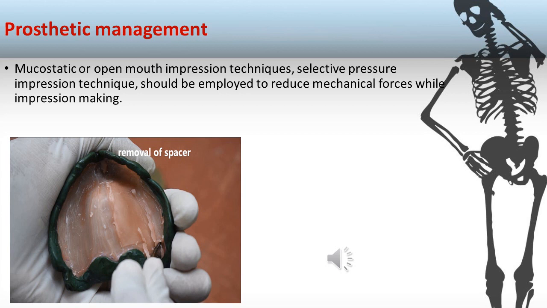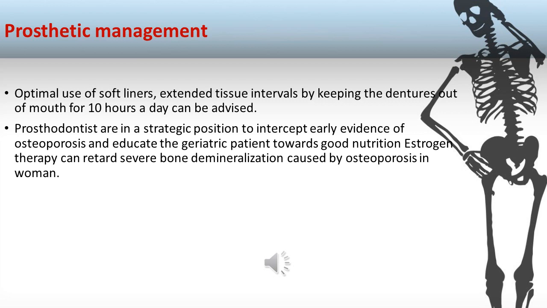Mucostatic or open mouth impression technique. Selective pressure impression technique should be employed to reduce mechanical force during impression making. Semi-anatomic or non-anatomic teeth with narrow buccolingual width should be selected. Optimal use of soft liner. Extended tissue rest, by keeping the denture out of the mouth for 10 hours a day, can be advised.